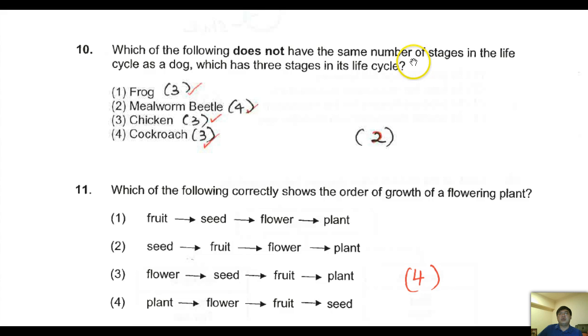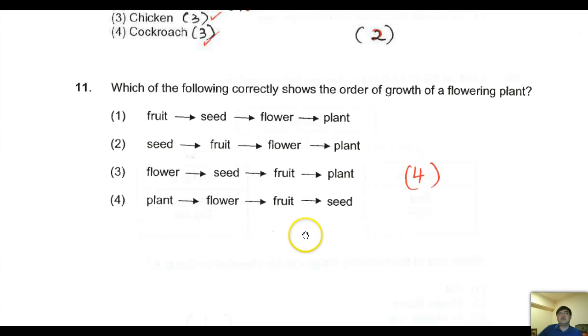Which of the following does not have the same number of stages in the life cycle as a dog, which has 3 stages in its life cycle? Okay, 3, 4, 3, 3. All right, the answer is 2. The rest are similar to the life cycle of a dog. Now over here, straightforward, answer is 4.